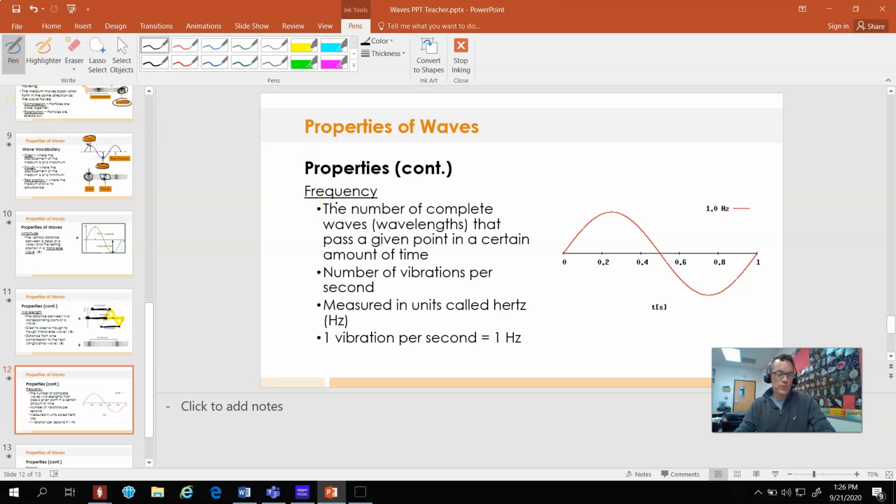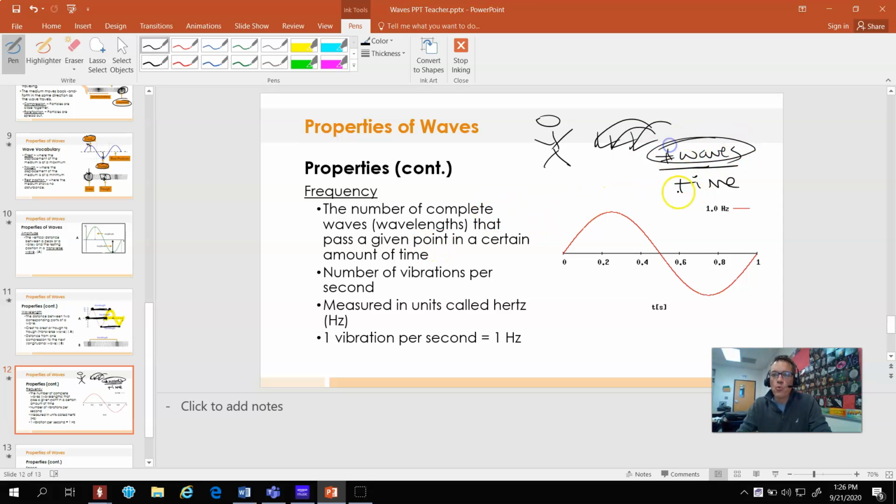And one of the last terms here is frequency. This term for me is really similar to the word frequently, and it has to do with how often something is occurring. So this is simply the number of complete waves that are going to pass a certain point. If you were standing at the beach and you had waves crashing, crash, crash, crash, we could do their frequency number, in other words, by the number of waves per unit of time. So we might say how many waves per second or how many waves per minute, and that would give us an idea of frequency.